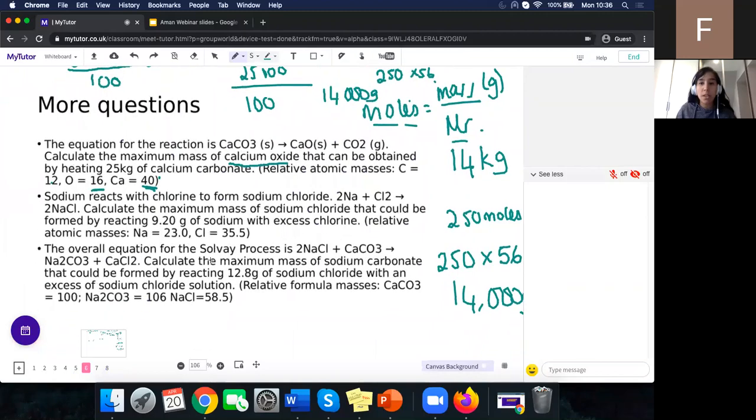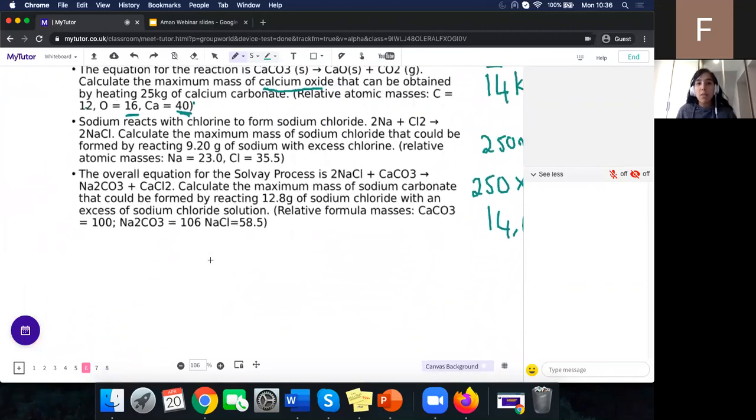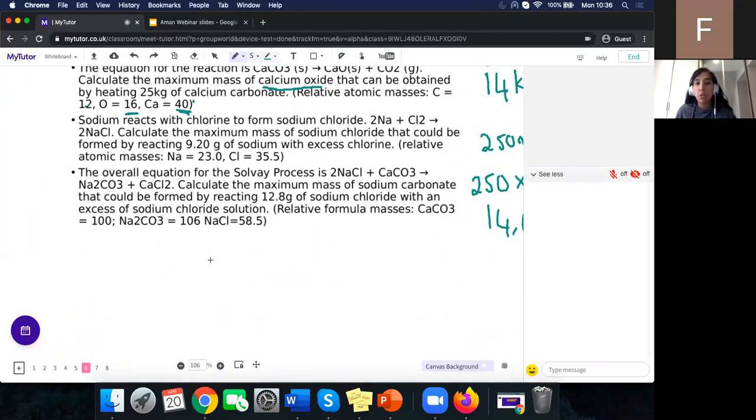Okay, so let's do the second question then. Sodium reacts with chlorine to form sodium chloride. We've got a balanced equation there. Calculate the mass of sodium chloride that could be formed by reacting 9.2 grams of sodium with excess chlorine. So the first step is to calculate the number of moles of sodium. And why is that? Because we've been given the mass of sodium. We want the mass of sodium chloride. So remember, the first step is to, with the compound you've been given, calculate the number of moles.